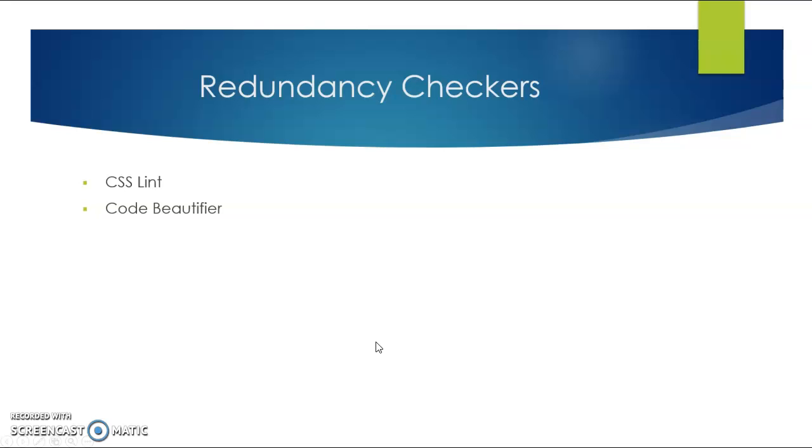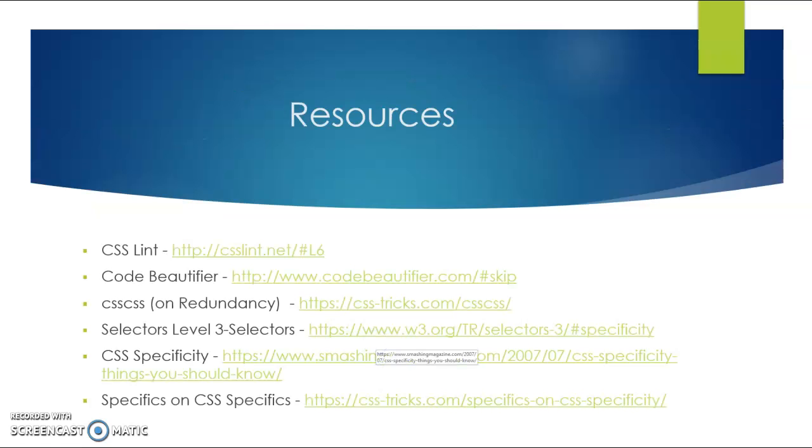The redundancy checkers that I checked out were CSS Lint and Code Beautifier, and I'm going to show you examples of those. And then here are my resources for anyone who wants to look at the articles or websites that I used.